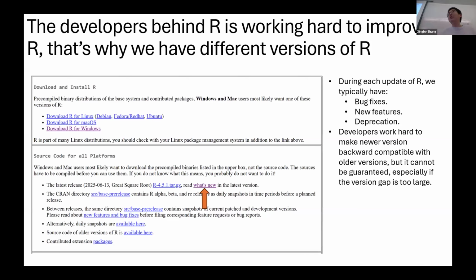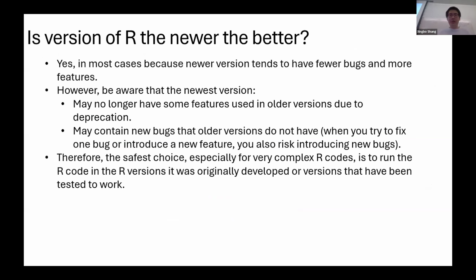And finally, a very important thing is that things will also be deprecated, which means they are trying to simplify the whole framework to make the code easy to maintain. If they find something is too outdated, no longer in use, they will typically deprecate it to avoid the whole source code becoming too large to maintain. Developers work very hard to ensure the newer version is backward compatible with the old version, but practically it cannot be guaranteed, especially if you have too large a gap in version.